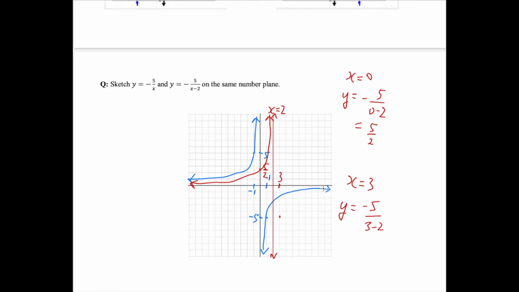So then to draw this graph, it's a little bit confusing because you have the blue, you have the y equals minus 5 on x here as well, but it should look something like that. There you go. So that's the difference between y equals minus 5 over x minus 2 and y equals minus 5 on x. The red graph will represent y equals minus 5 on x minus 2, and the blue one will represent minus 5 on x. All right.